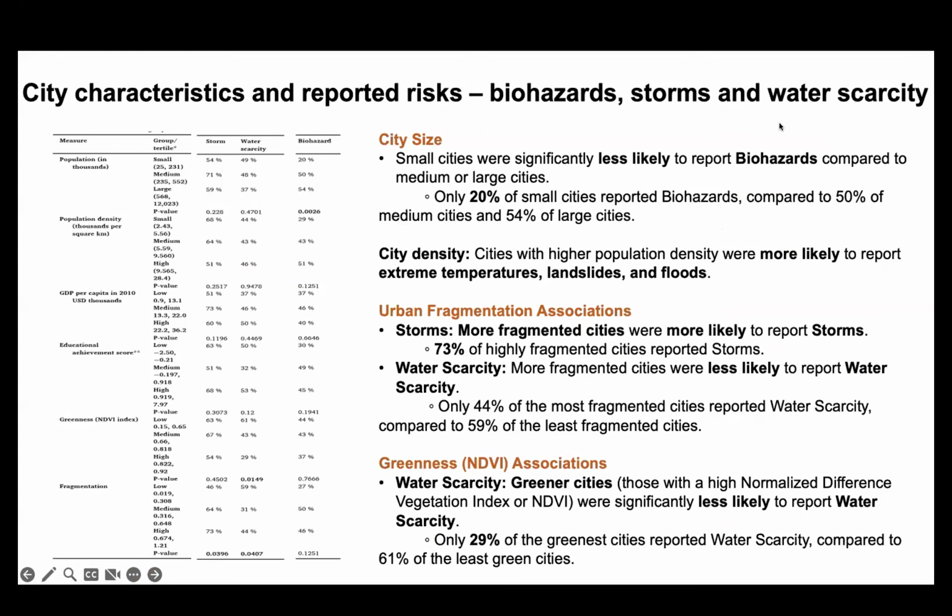Looking at biohazards, storms and water scarcity, we saw that small cities were significantly less likely to report biohazards compared to the large ones. We also saw that density was a key factor, which makes sense to me, when we look at extreme temperatures, landslides and floods, and the impact when you have density.